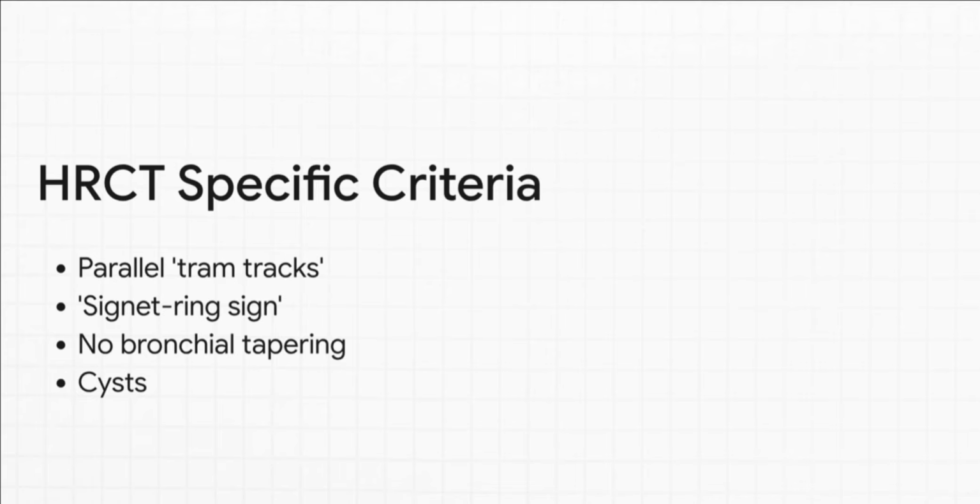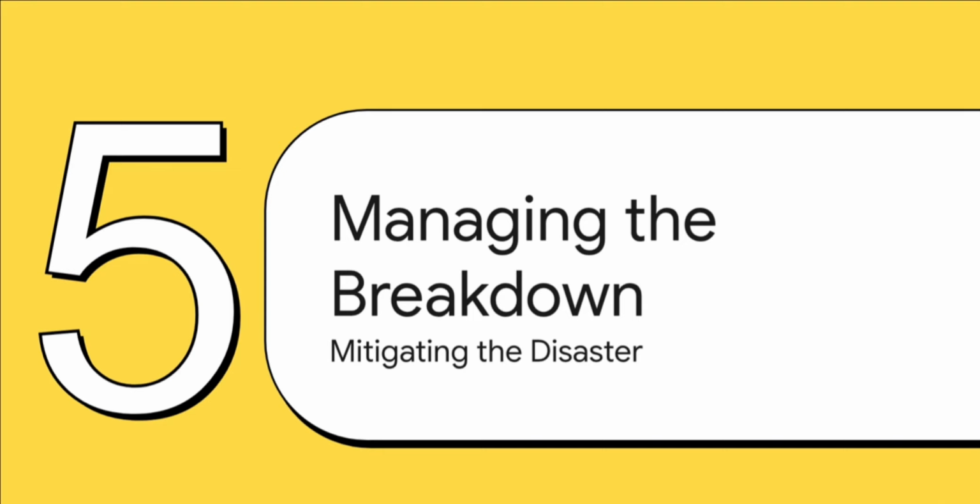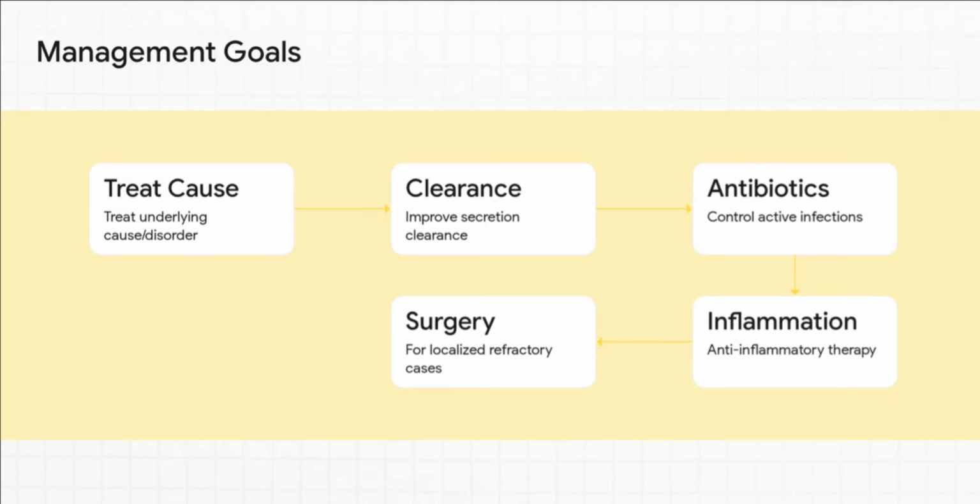You're also going to see an absence of normal bronchial tapering as the airways reach the edges of the lung, and of course, those telltale cysts. Section 5. Managing the breakdown. Because the anatomical damage here is irreversible, management is fundamentally all about controlling symptoms and aggressively stopping the disease from progressing. And it follows a really strict authoritative sequence.